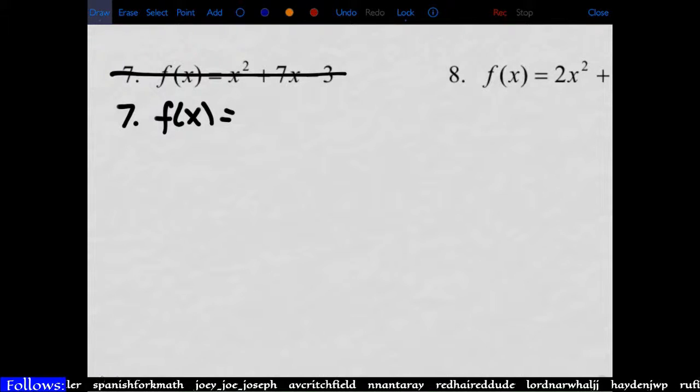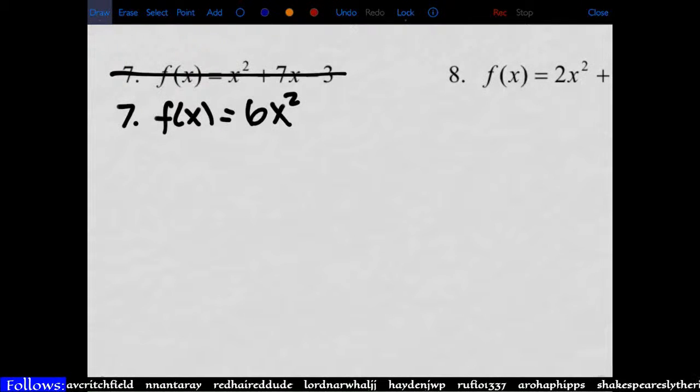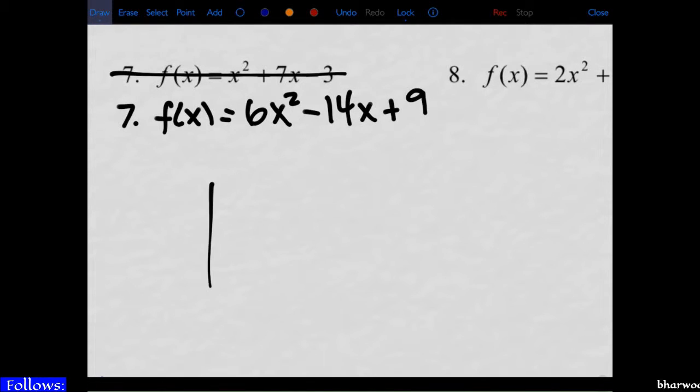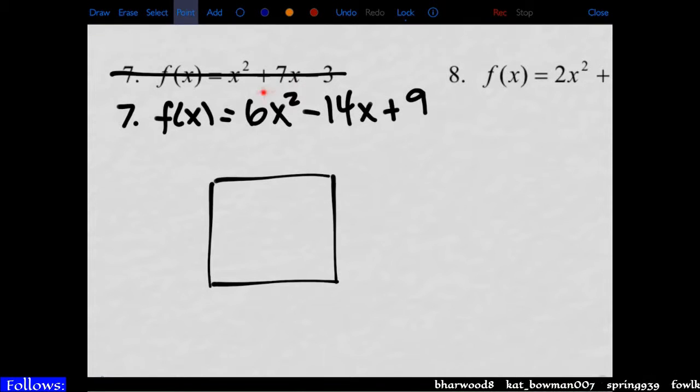We're going to say f of x is equal to 6x squared minus 14x plus 9. Okay, so just making our own problem here. This is our own problem just to show one more example. All right, same idea. I need to create a square that has 6x squared in it and negative 14x in it. So let's do that.